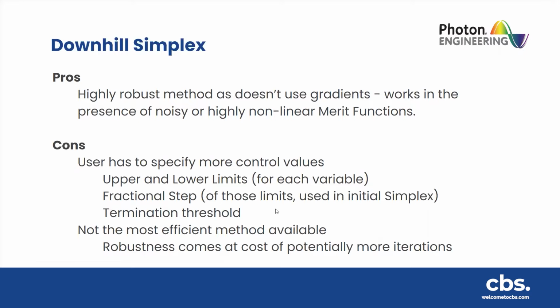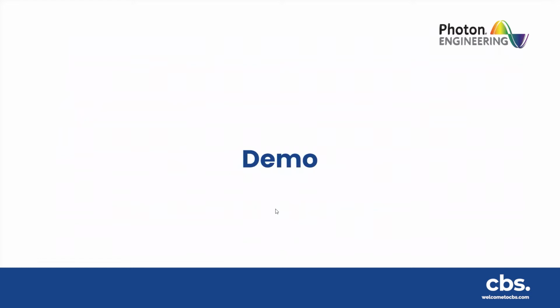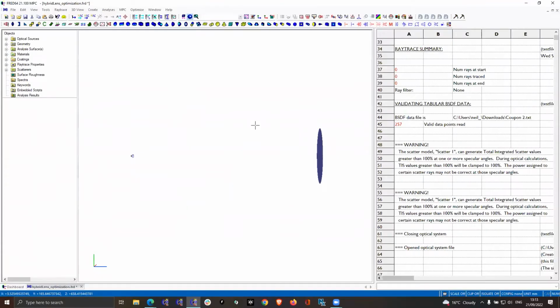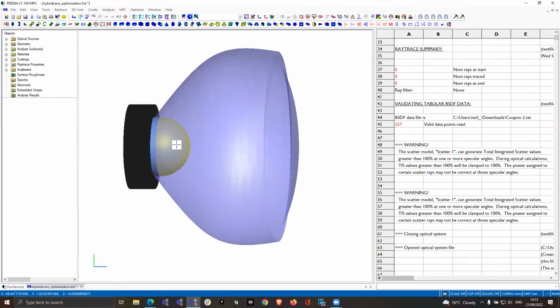So that's hopefully enough background on the optimization idea and what we're trying to do and the background to the method. We're now going to take a little look at a demo and see this happening within FRED. Here I have a fairly simple system. I have a plane over here which I'm using to collect light and measure total power.